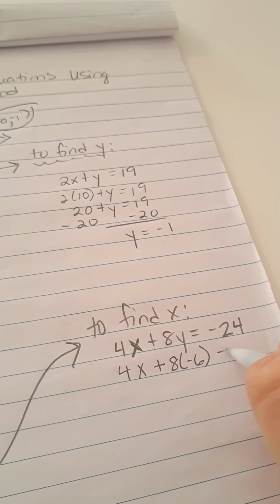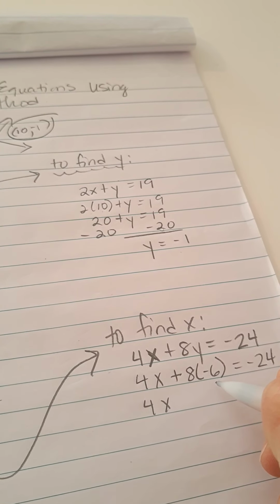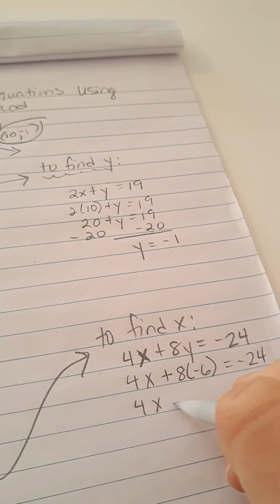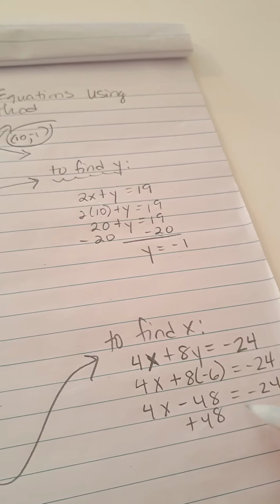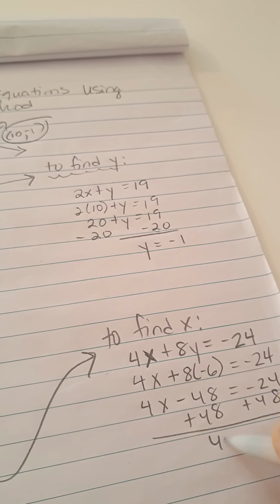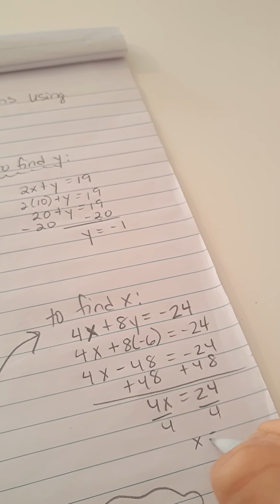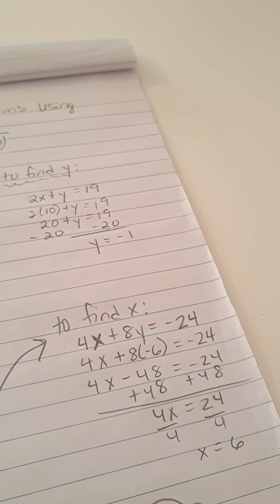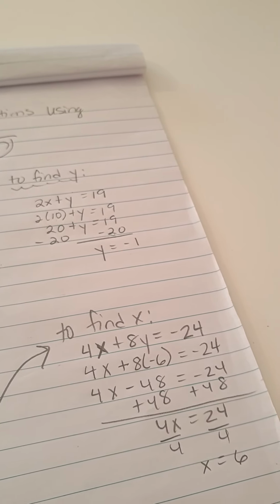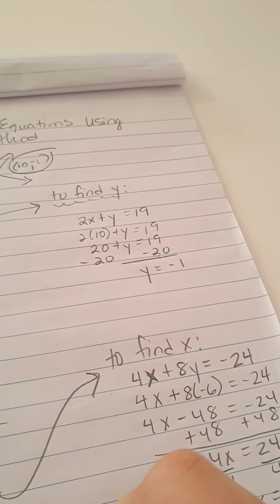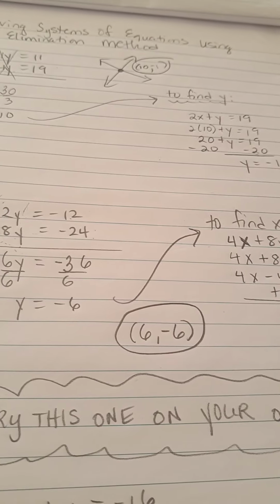negative 6. Okay, so 4x. This multiplies to negative 48. So adding 48 to both sides, we get 4x equals positive 24. x is 6. So don't circle x equals 6 as your final answer. Your answer is always an ordered pair. So 6, negative 6 is the answer.